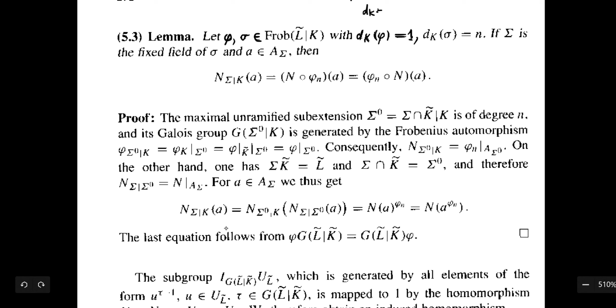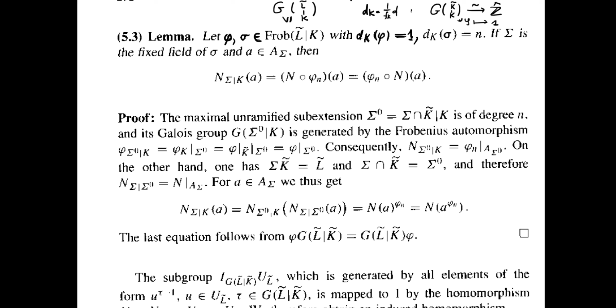D is 1 over f_K times D, and so it's a map from G_K to Delta over K to Z-hat. This gives the isomorphism, and so phi is the element that maps to 1, so it is the Frobenius element. Suppose sigma, of course phi is an element of this, so this is a subgroup of G_{L tilde over K}.